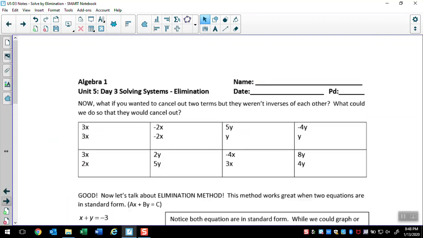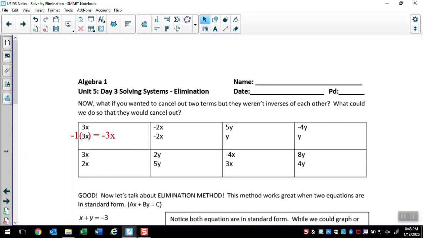Okay, let's go to the next page. All right, now, what if you wanted to cancel out two terms, but they weren't inverses of each other? What could we do so that they would cancel out? So I've got a 3x. I want to make this bottom one a negative 3x. I need to make them inverses. So how can I make this a negative 3x? Well, I can multiply it by a negative 1. So negative 1 times 3x will give me negative 3x. Now these two terms are additive inverses.